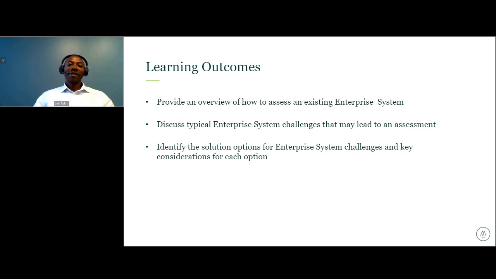For learning outcomes, at the end of our presentation, you should be able to provide an overview of how to assess an existing system, discuss typical enterprise systems challenges that may lead to an assessment, and identify the solution options for enterprise systems challenges and key considerations for each option.